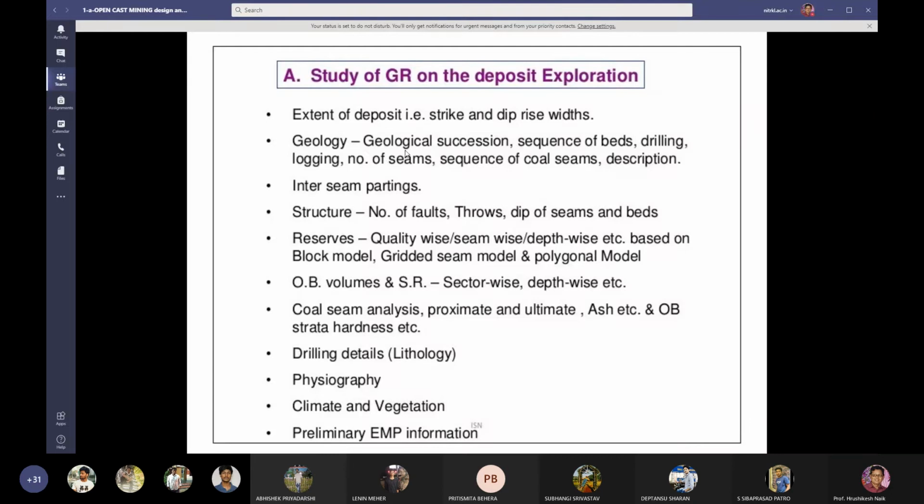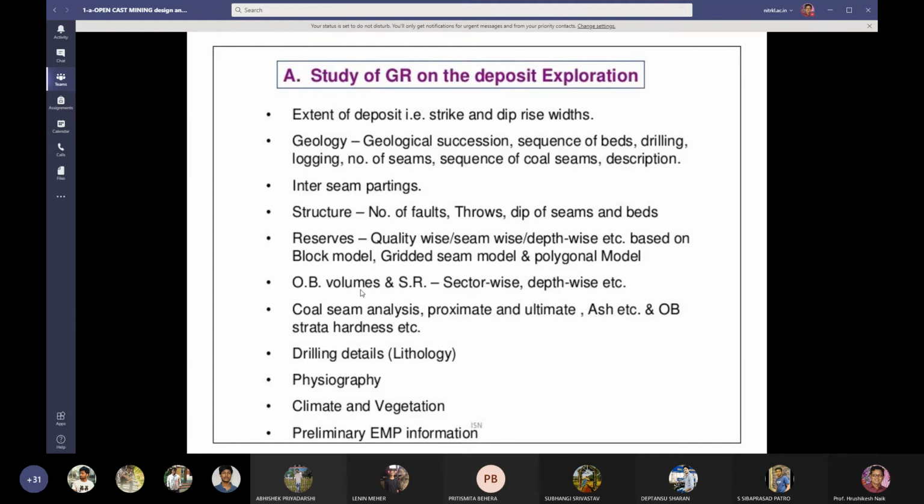Then the geology of the area: geological succession, sequence of beds, drilling, logging, number of seams present, sequence of coal seams, description of each coal seam. Then interseam partings, stone bands, structure, number of geological faults, number of geological throws, dip of the seam and bed. Then calculate the reserve quality-wise, seam-wise, and depth-wise reserve of the deposit based on the block model, gradedstream model, and polygonal model.